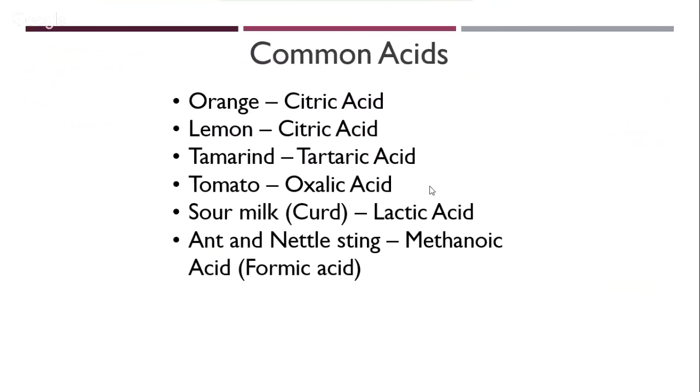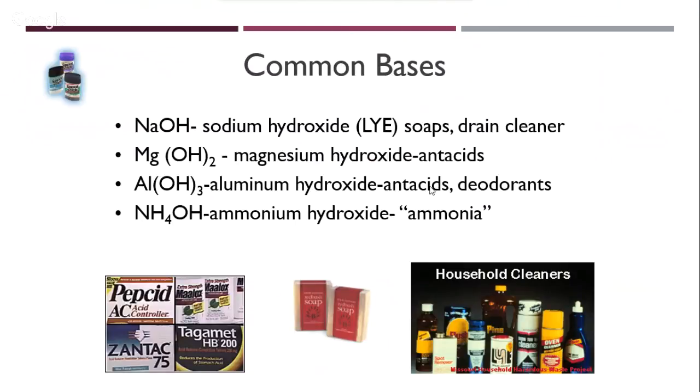Then we have oxalic acid in tomato, and lactic acid in milk. Actually, sour milk, when it turns to curd, milk mostly has lactose. And when it converts to lactic acid, that's when curdling happens. Whereas whenever you have an ant or a nettle sting, it's formic acid that really burns your skin. So these are a few common acids that we know of, and then there are some common bases.